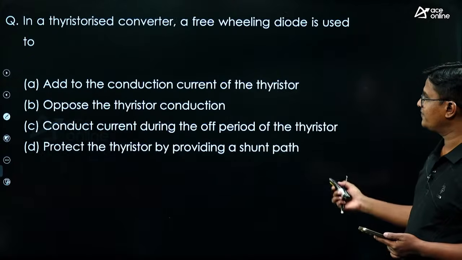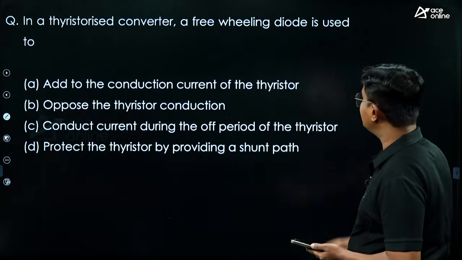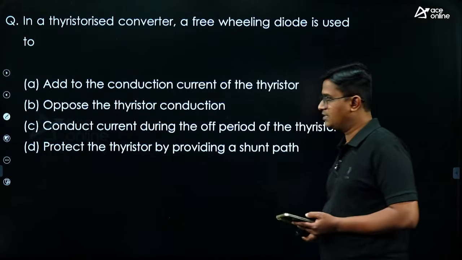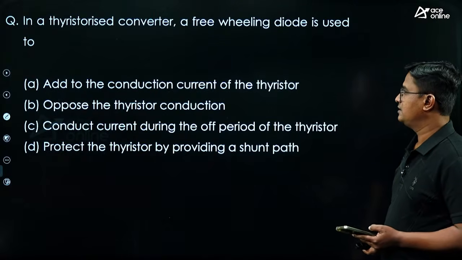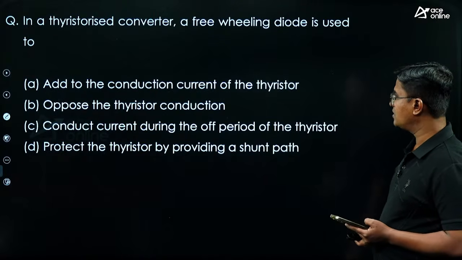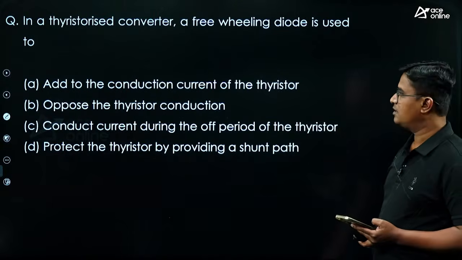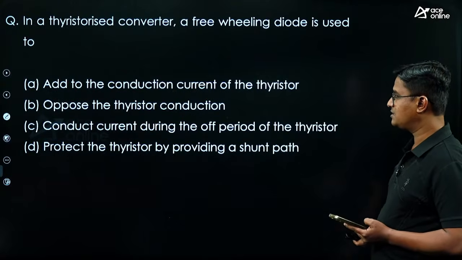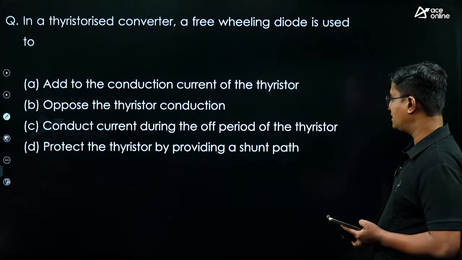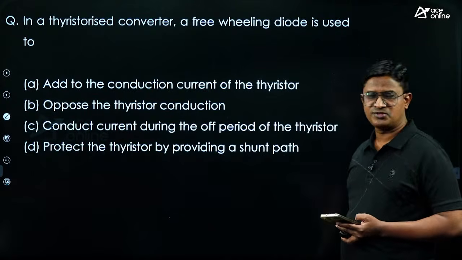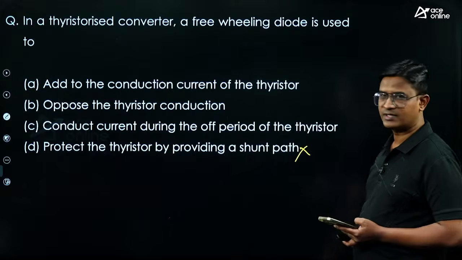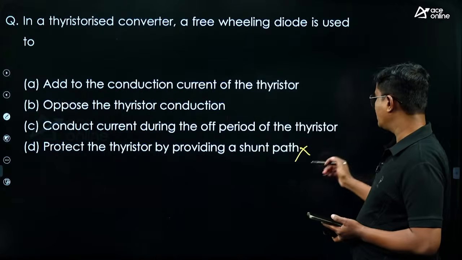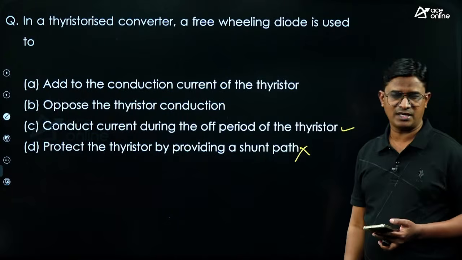Next. In a thyristorized converter, a freewheeling diode is used. Come on, you can post your answers. Simple theory question. First option is add to the conduction current of the thyristor, oppose the thyristor conduction, conduct current during the off period of the thyristor, protect the thyristor by providing a shunt path. Whether freewheeling diode is used to protect the thyristor? No. Come on, tell me most suitable option. Yes, to conduct the current during the off period of the thyristor, right?